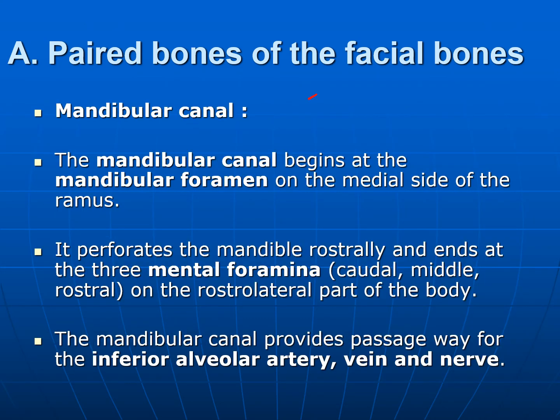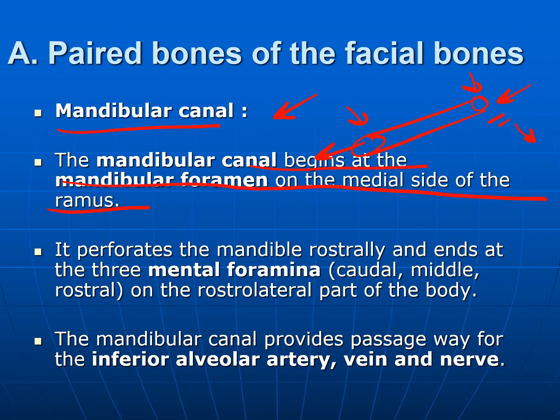Again, we have another canal here in the mandible. We call it the mandibular canal. This canal has a beginning and an end, an area of entrance and an area of exit. They start from the medial portion through a foramen we call the mandibular foramen, and they exit through the mental foramen. So the mandibular canal begins at the mandibular foramen in the medial side of the ramus.